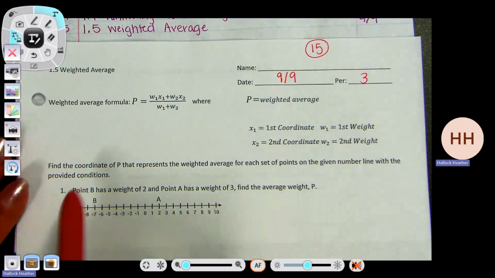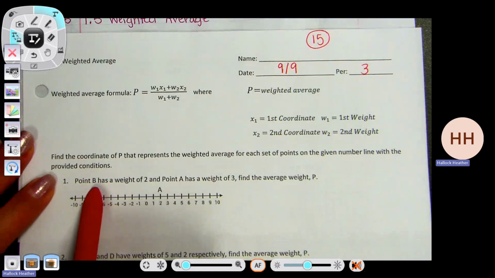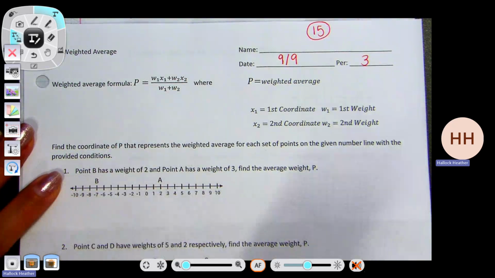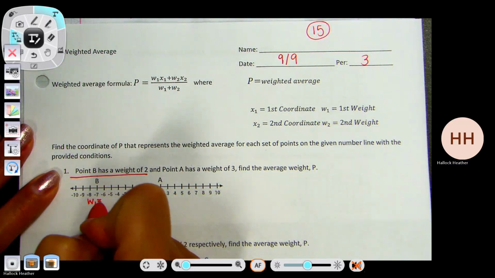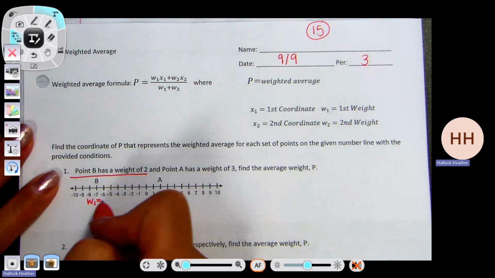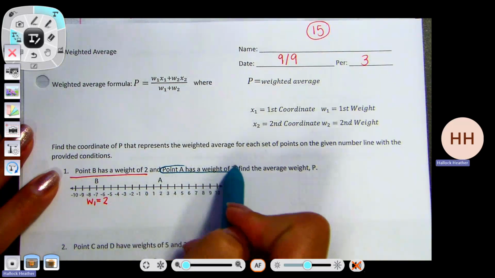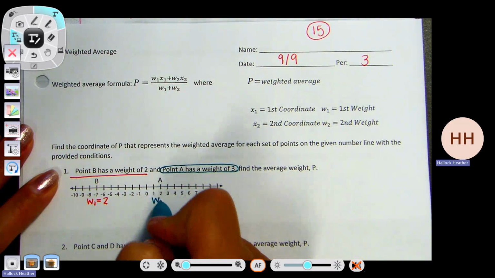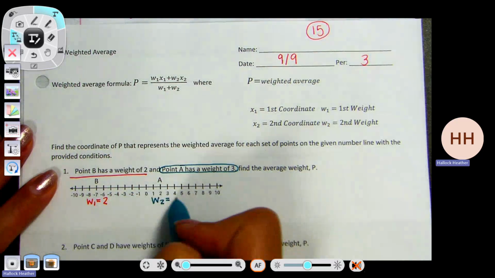So we are going to find the coordinates of P that represent the weighted average for each set of points given the number line with the provided conditions. Point B has a weight of 2. So right underneath point B, I'm going to call this weight 1. I'm going to say that this has a weight of 2 because that's what they tell me. They also say point A has a weight of 3. So I'm going to call this weight 2 because it's the second weight that's given, and it doesn't matter which one's coordinate point 1 and which one's coordinate point 2, which one's weight 1, weight 2. As long as you put it with its proper variable, then that's all that matters. So this one has a weight of 3.